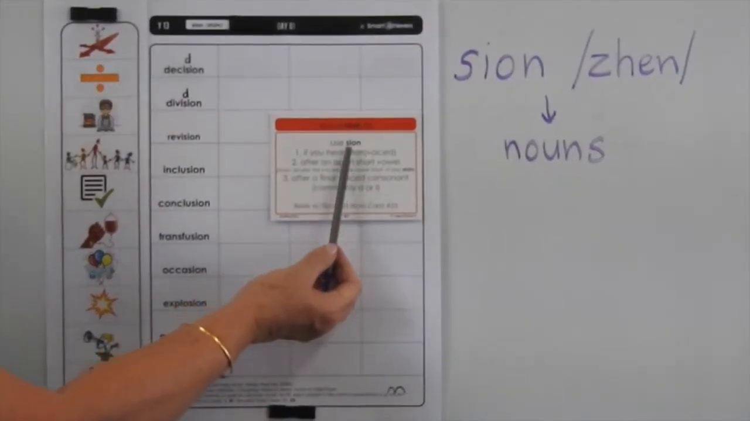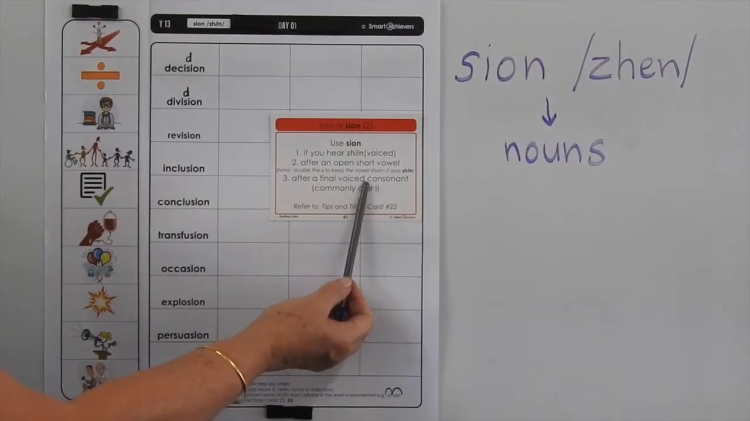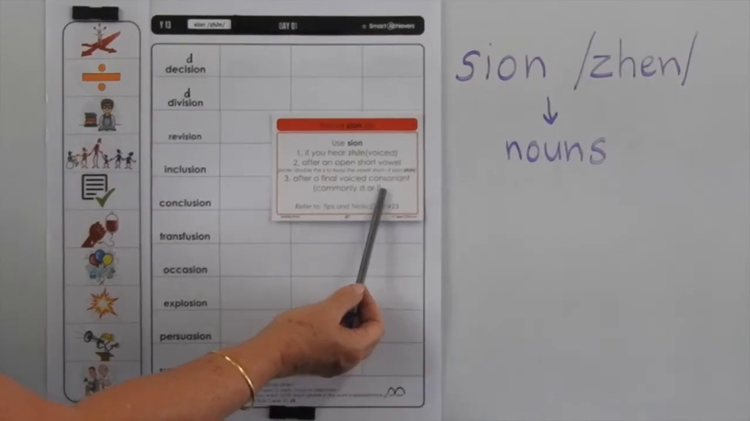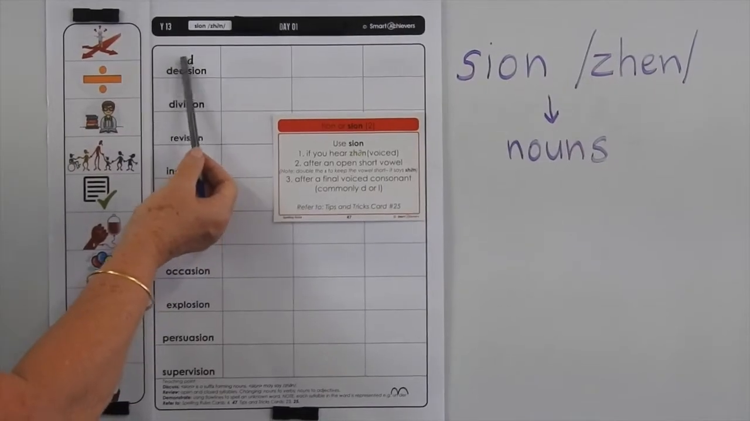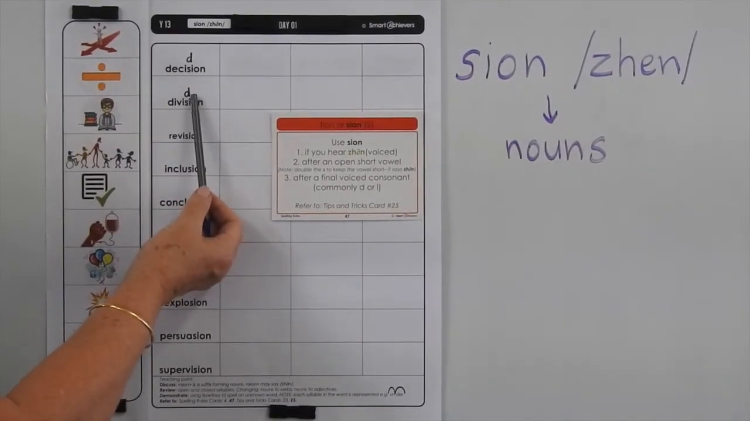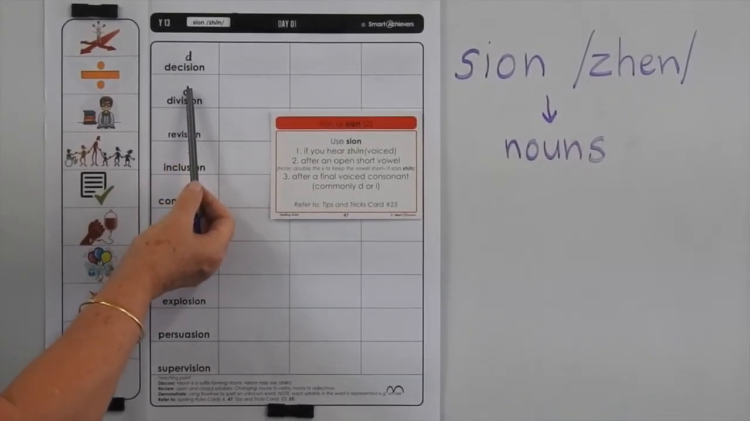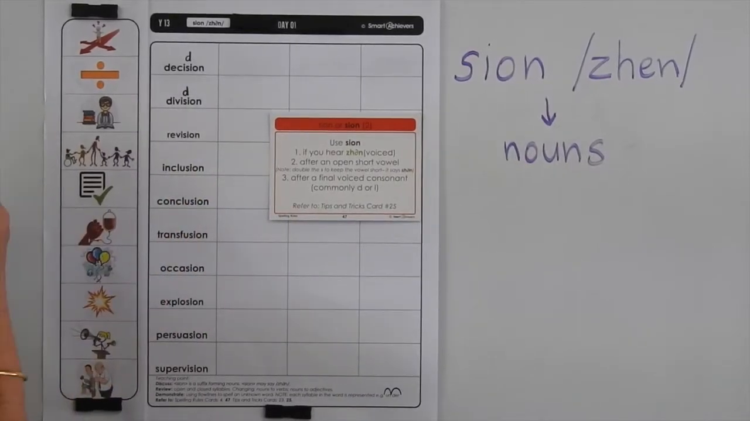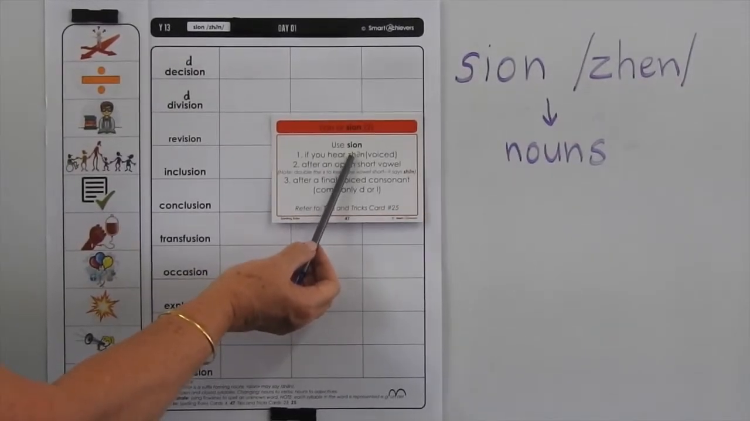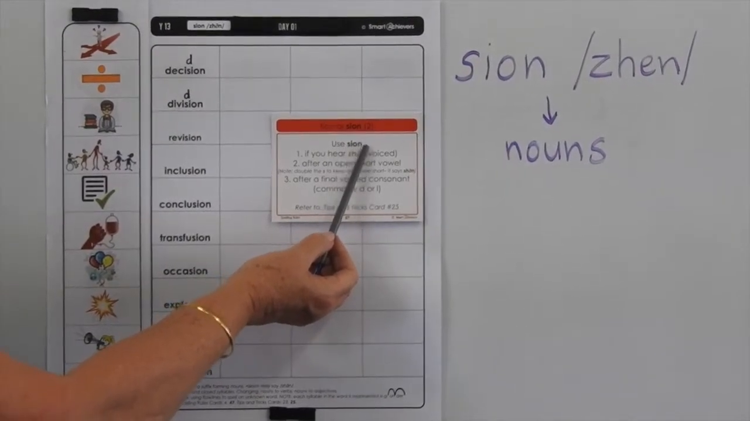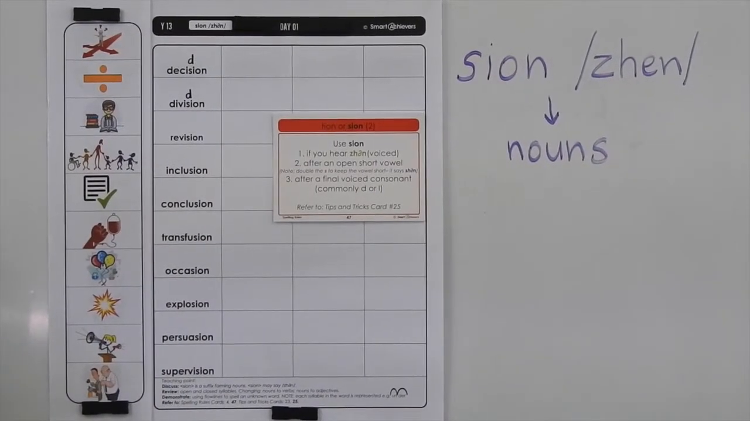So if you look at the rule card and you go to point number 3, we commonly use zhen after a final voice consonant, which would commonly be a D or an L. So you can see that this is happening in many of these words. Decision comes from the word decide, division comes from the word divide. So you've got that D, that voice consonant D before the zhen, before we changed it to a zhen sound. And you can also just know that you're going to write S-I-O-N whenever you hear that zhen sound. There's no other representation for it.